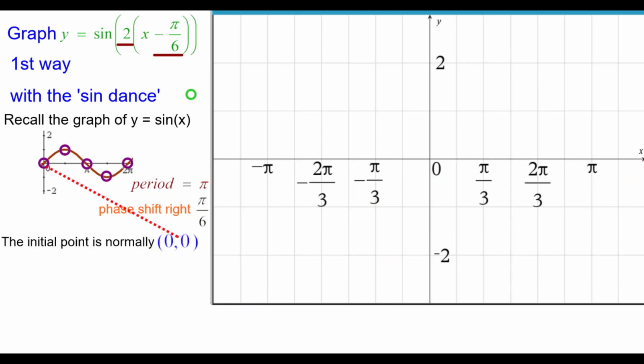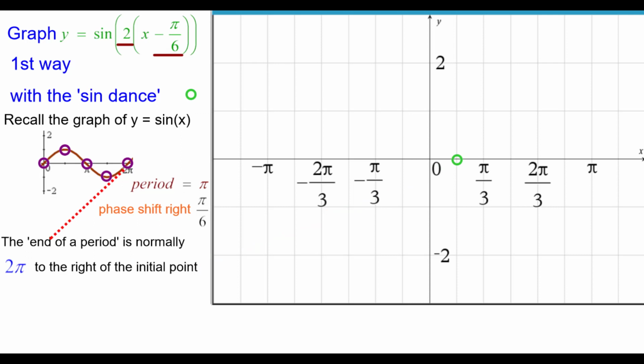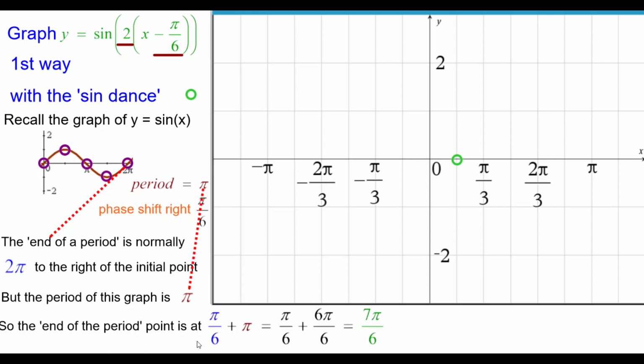The initial point is normally at the origin. It's going to be shifted right pi over 6, so it'll go to pi over 6, 0. Y-coordinates are not affected by these parameters. The end of the period is normally at 2 pi to the right of that initial point, but our period is just pi, so we're going to go pi away from pi over 6. So when we add pi to that, think of pi as 6/6 pi, plus 1/6 is 7/6 pi. So 7/6 pi, comma 0.